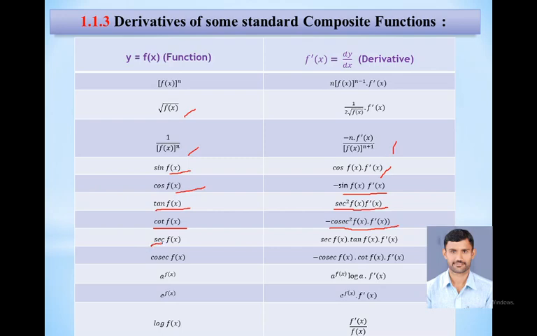If function is sec f of x, then its derivative is sec of f of x into tan of f of x into f dash of x. If function is cosec f of x, then its derivative is minus cosec f of x into cot of f of x into f dash of x. If function is a raised to f of x, then its derivative is a raised to f of x log a into f dash of x. If function is e raised to f of x, then its derivative is e raised to f of x into f dash of x, and if function is log of f of x, then its derivative is f dash of x upon f of x.